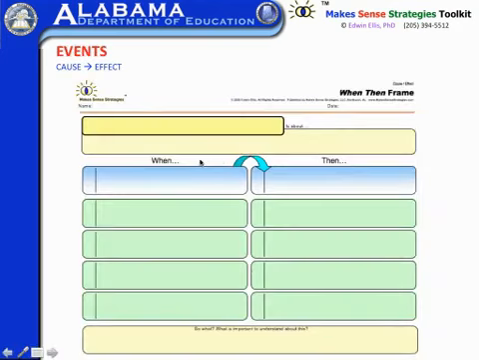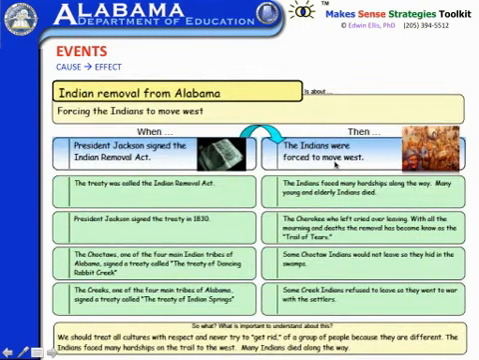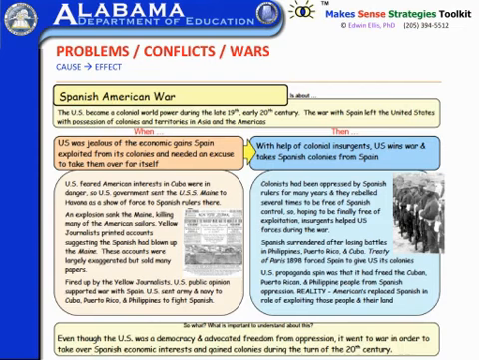This is similar, only it's when this happened, then this happened. So for an example, when President Jackson signed the Indian Removal Act and the details associated with that, then the Indians were forced to move to the west, and then you have details about the Trail of Tears and so forth. Now let's just take a look at this one, the Spanish-American War. This is a when-then type graphic, cause and effect. The information on this is really good.